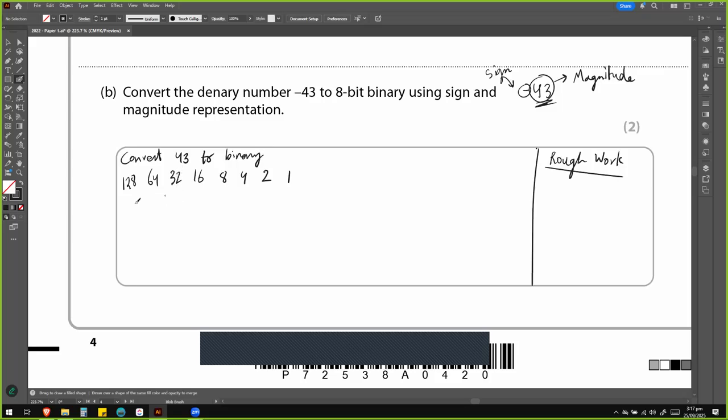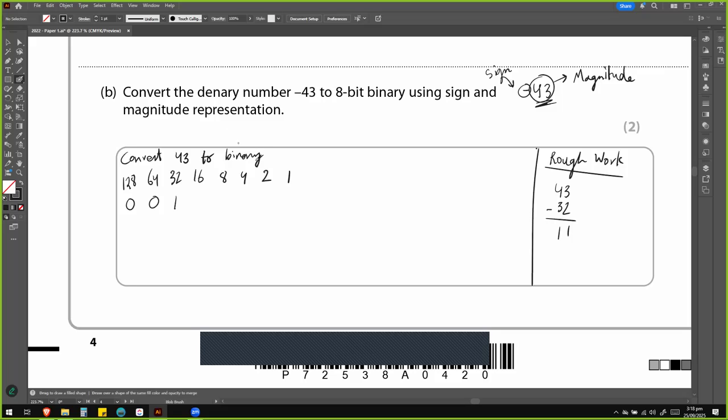Firstly, we'll ask ourselves, is 43 greater than or equal to 128? No, it is not, so we will say 0 here. Then we'll ask ourselves for 64. No, it is not greater than or equal to 64, but it is greater than 32, so we will include 32. Now in our rough work, we need to start subtracting. 43 minus 32. Take out 2 from 3, you get 1 as a remainder, and you take out 3 from 4, you also get 1 as a remainder. So we have now 11.